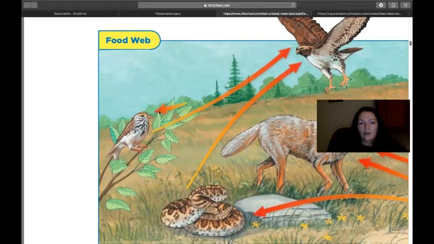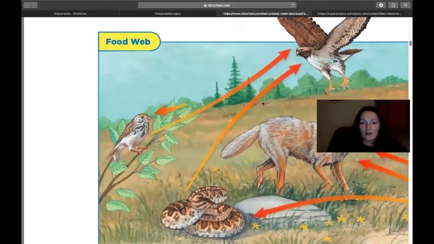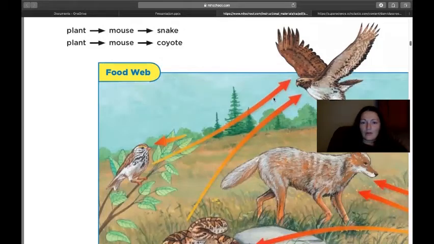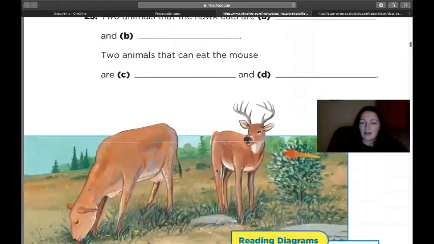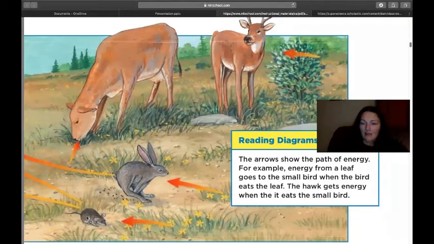So if we look here, we have our producers, the leaves, we have a consumer, our primary consumer, and then as we follow the arrows, this one goes up to here to the hawk. Well, the hawk eats the bird, and the bird eats the leaves. That's one food chain, right? But then the hawk eats the snake, but a snake eats the mouse. There's the other piece of that arrow there.